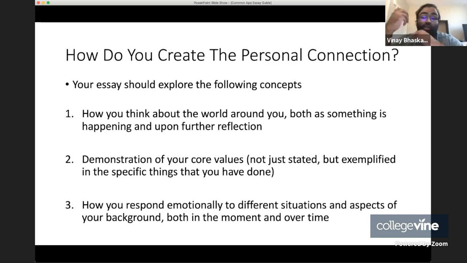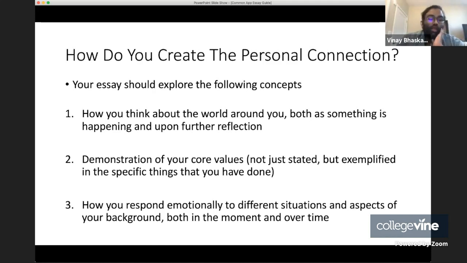Point number two is demonstrating your core values. Not just stating them, like saying, I believe in equality, or I believe in freedom, or I believe in generosity, but actually showing that through the things that you've done in your essay. In fact, if you can have someone walk away with what your core values are, and you never explicitly say it, that's actually going to be a super effective essay, because that means you've really communicated through the things that you were doing and writing about what those core values are, without having to explicitly say, I believe in persuasion, or I believe in free speech, or whatever.